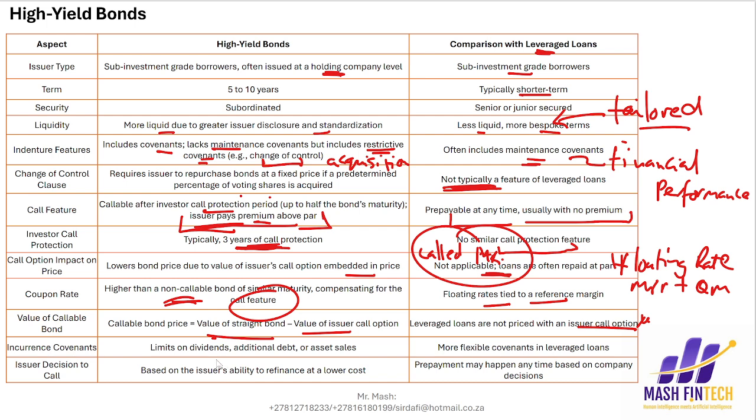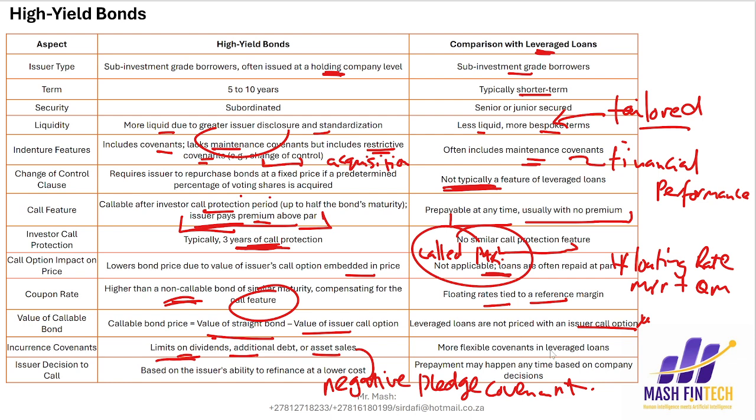In terms of incurrence covenants, you're going to have these restrictive covenants, which we spoke about. Remember, we said high yield bonds lack maintenance covenants, but they have restrictive covenants, and this could limit dividends. They impose limits on dividends, or to say for a certain period you don't pay dividends. This could limit taking on any additional debt or any asset sales. When we spoke about the asset sale, we said this is what we refer to as a negative pledge covenant, which is a restrictive covenant. So all of these are restrictive covenants which are part of high yield bonds.